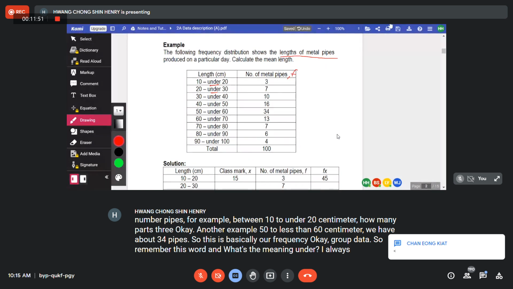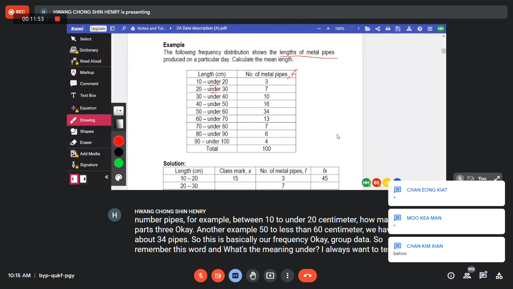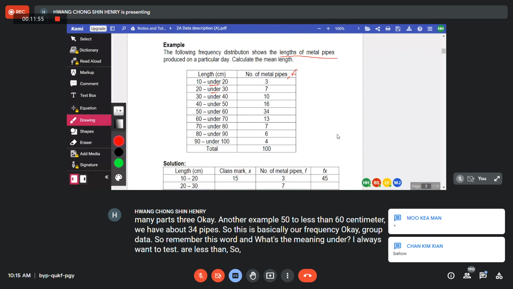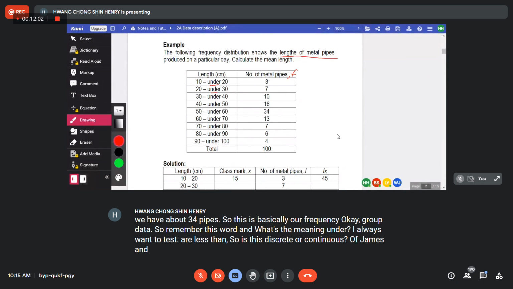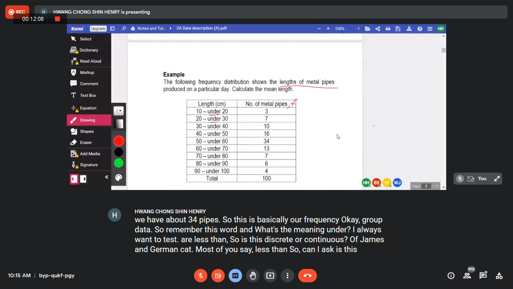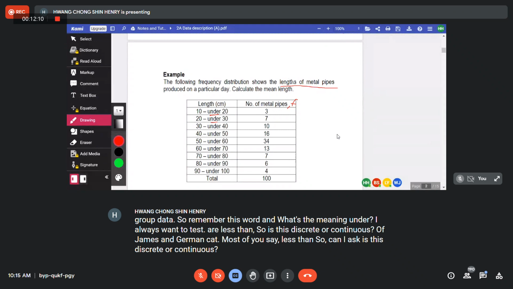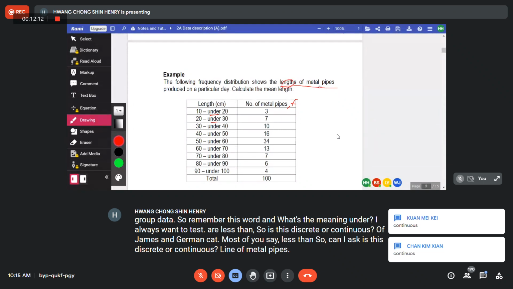I always want to test less than. So is this discrete or continuous? Kim Sen, Kiaman, Yong Kiet, most of you say less than. So can I ask, is this discrete or continuous? Length of metal pipes. Length can be what?